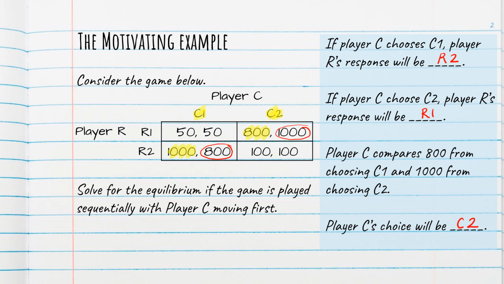So notice that I worked backwards, identifying what the follower should do in each possible scenario. Then I had my leader, C, incorporate that into their decision making. They didn't concern themselves with these other payoffs because those are out of equilibrium. Those are not paths that the follower would choose. So they compared the two outcomes, choosing C2 and getting a response of R1 to choosing C1 and getting a response of R2, and they decided that C2 was better. So we have our full equilibrium. Player C chooses C2. Player R responds by choosing R1.